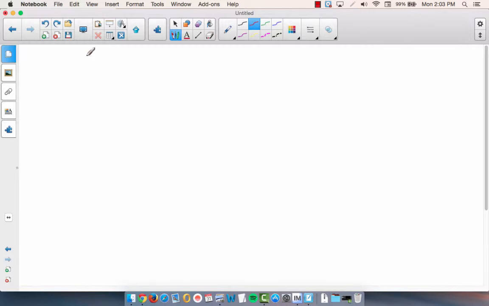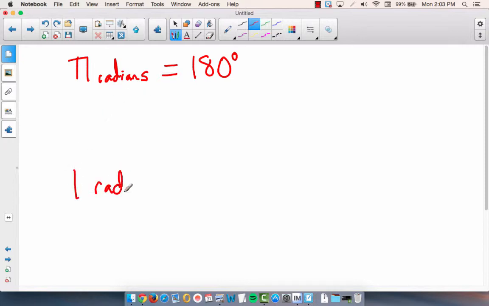So let's write that down. Pi radians, and you don't have to write this, but I'm going to for now, just until we get the hang of it. Pi radians equals 180 degrees. Use this to figure out what 1 radian is. If I wanted to find out what 1 radian equals, I could just divide both sides by pi, right? If I divide pi radians by pi and divide this by pi, it's an equation. What you do to one side, you do to the other. The pi's cancel. I'm left with 1 radian.